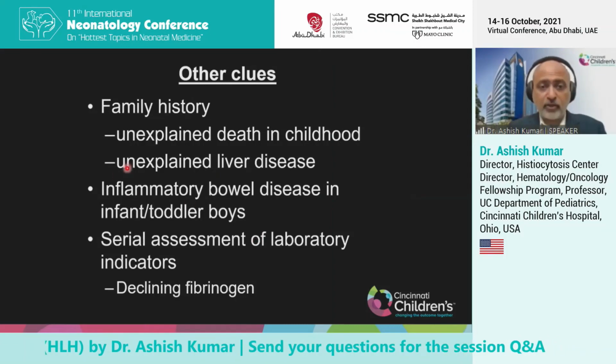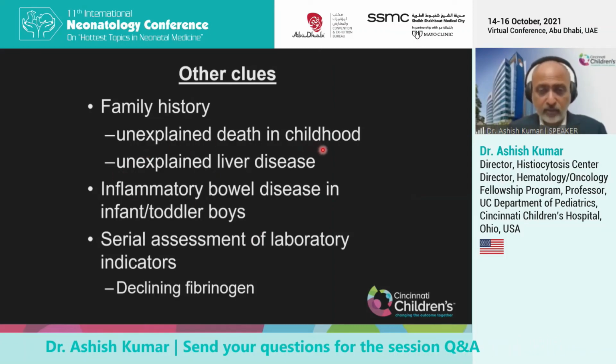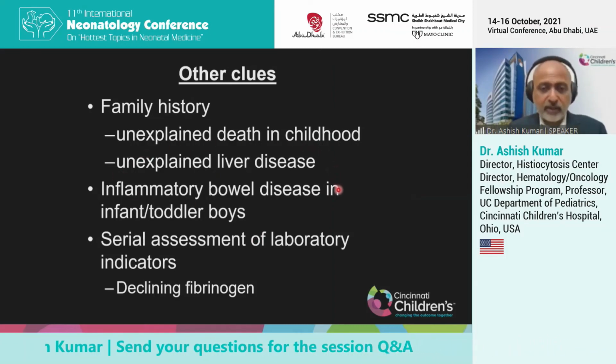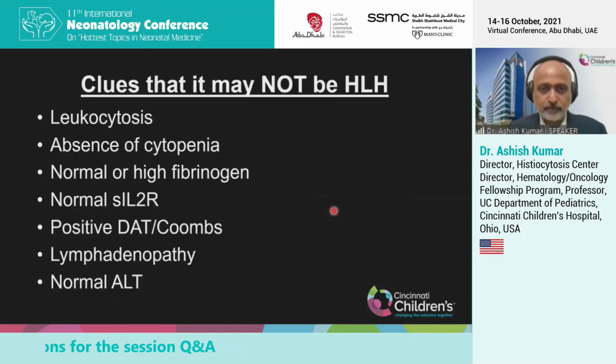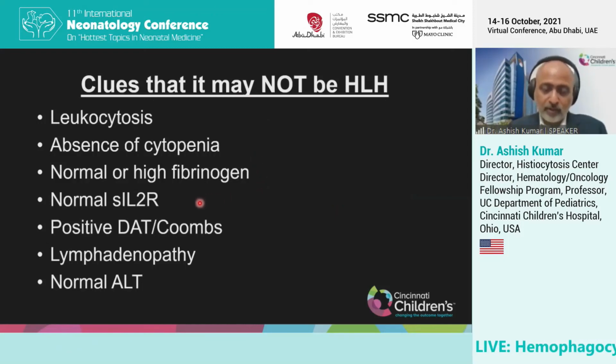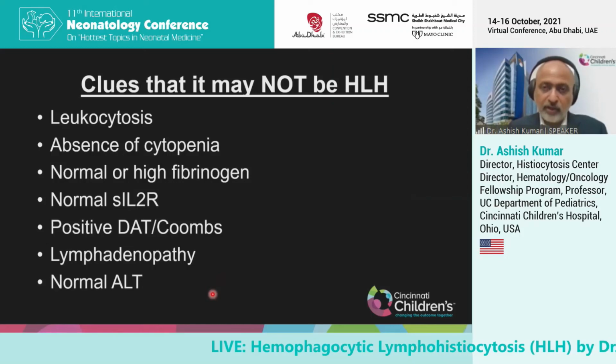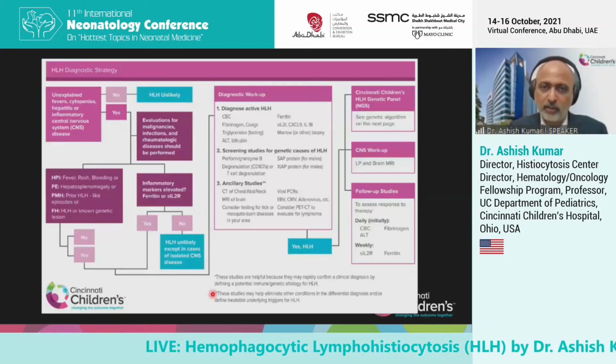If there is a family history of unexplained death in childhood, unexplained liver disease, inflammatory bowel disease in young boys can also be a sign of HLH. And clues that it may not be HLH are elevated white count, normal fibrinogen, normal soluble alpha receptor, the presence of positive DAT or Coombs test, lymphadenopathy, and normal liver enzymes. They should all make you suspect that this is not HLH.